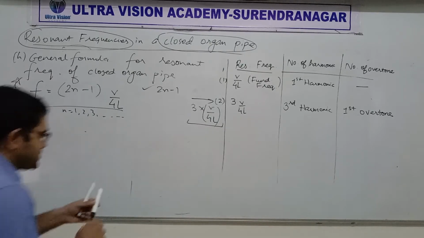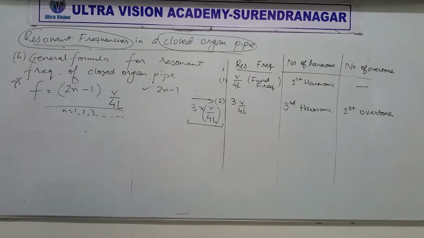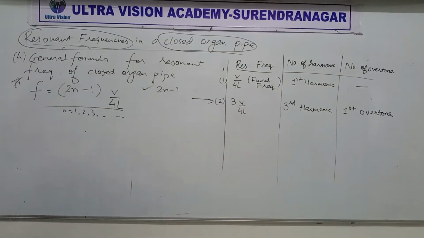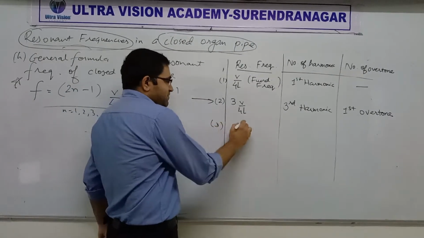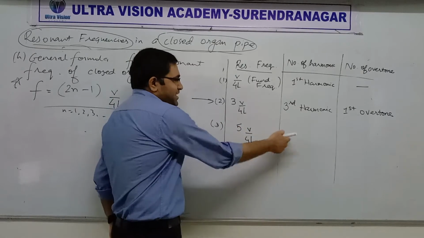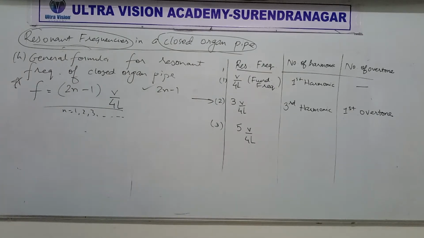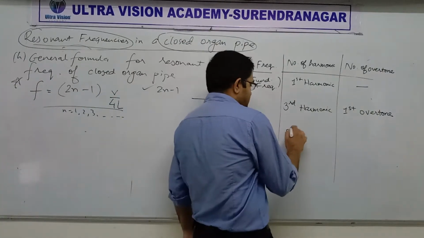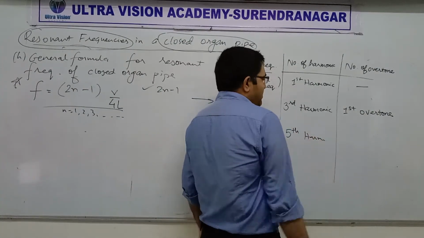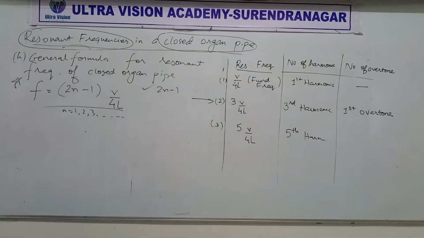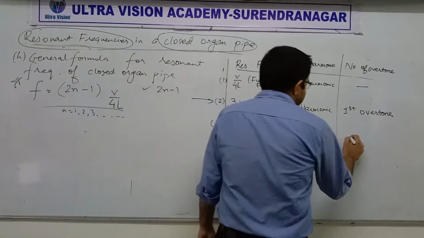Okay, let's go to the third possibility. Number 3. 5V by 4L. So which harmonic? Hurry up. Which harmonic? Very good. Fifth harmonic. Well done. Fifth harmonic. Okay. And which overtone now? Second overtone. Well done. Second overtone.